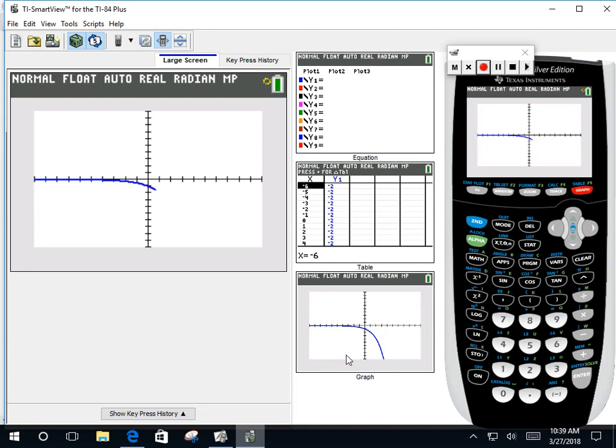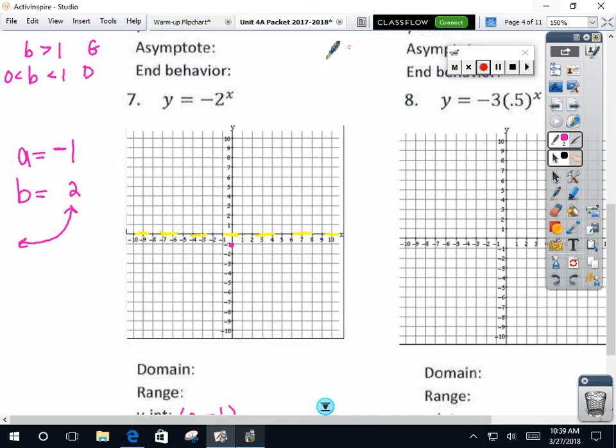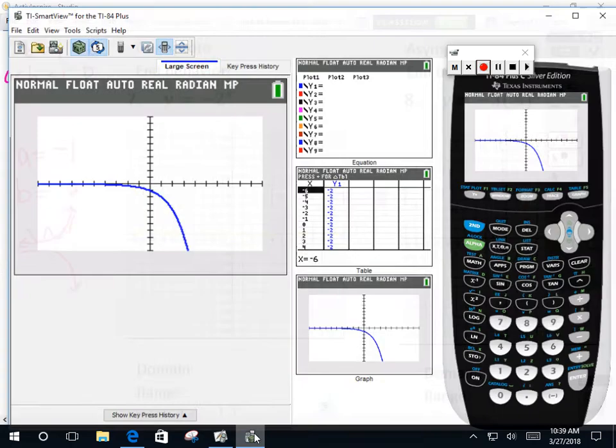Very good. It's an upside down growth. Because remember, if your A value is negative, it's a growth, but it's a growth that becomes reflected, so it looks like that instead of that. Does that make sense? Okay, now we already have the y-intercept. Let's get some other points by going to the table.